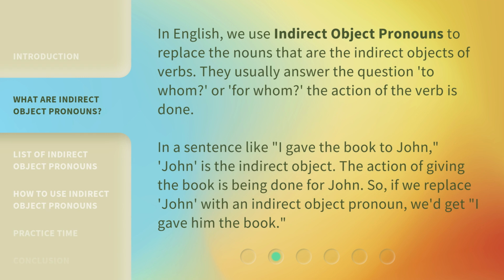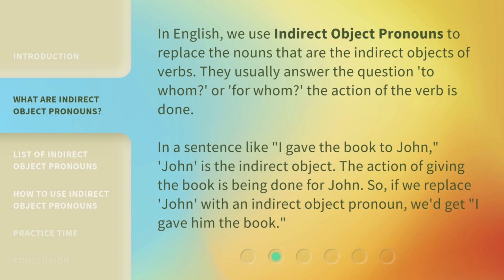In English, we use indirect object pronouns to replace the nouns that are the indirect objects of verbs. They usually answer the question, to whom, or for whom the action of the verb is done.